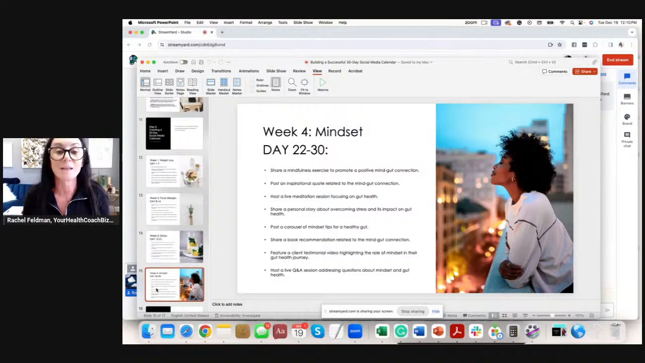Share a mindfulness exercise to promote a positive mind-gut connection. You could do something on gratitude. You could do something on breathing. Breath work is really positive and trending right now. Post an inspirational quote related to the mind-gut connection. Host a live meditation session focusing on gut health.